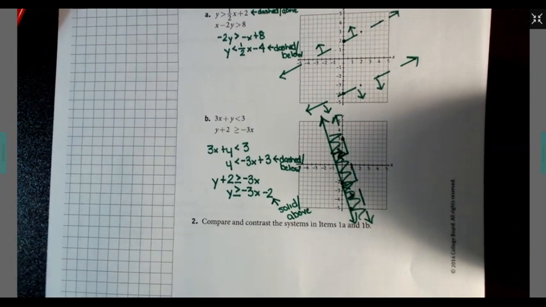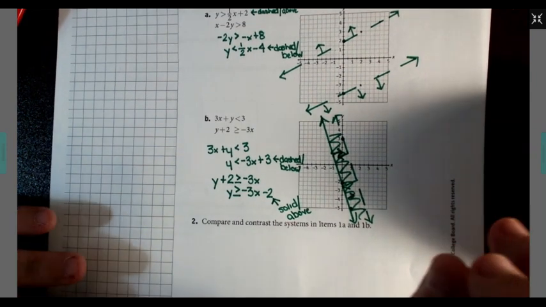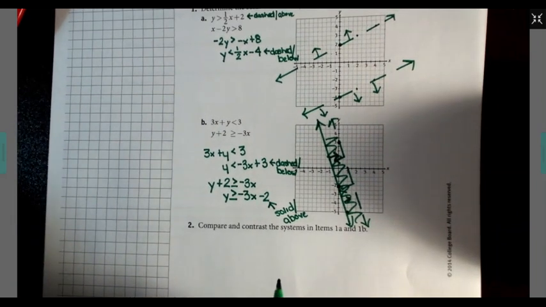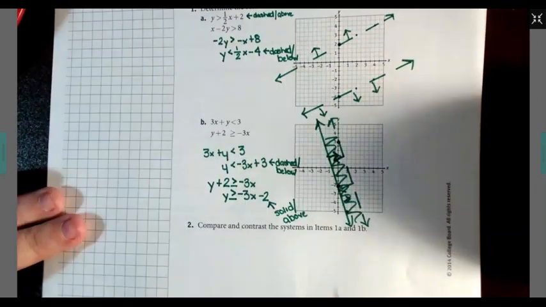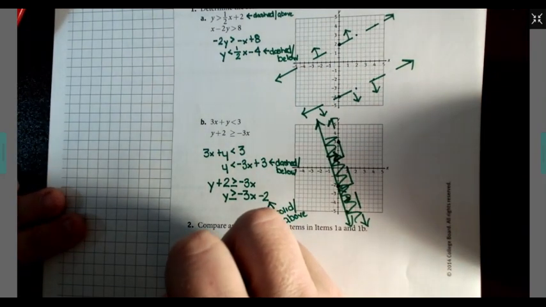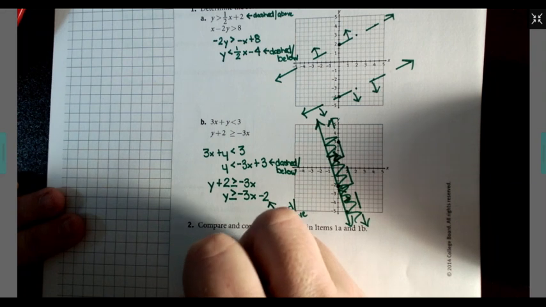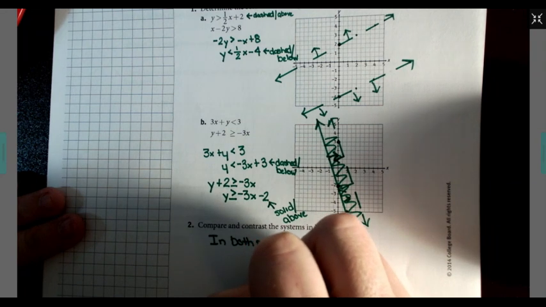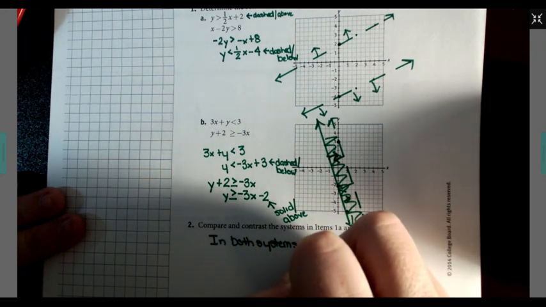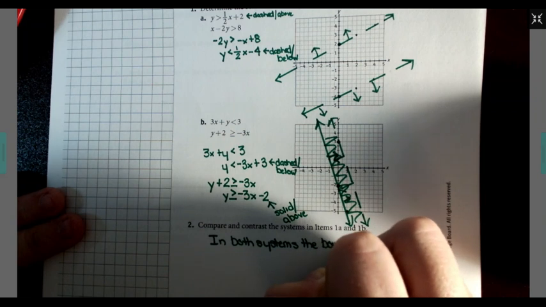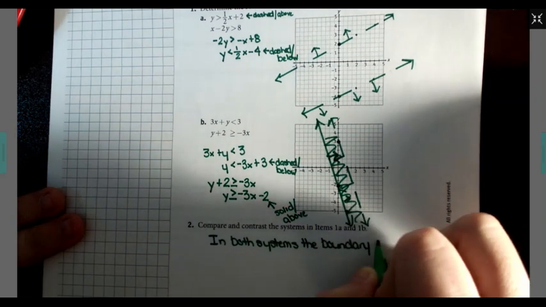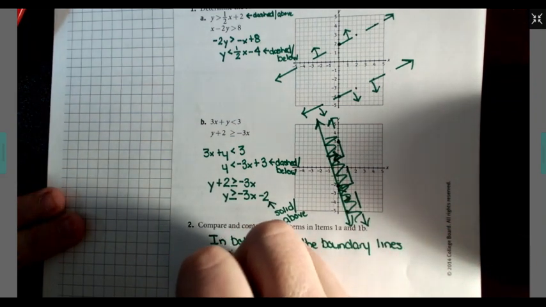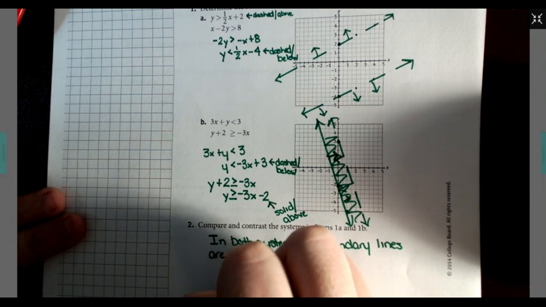Compare and contrast the systems in items 1A and 1B. Well, I noticed that in both systems, my lines are parallel. They do not intersect. In both systems, the boundary lines are parallel.